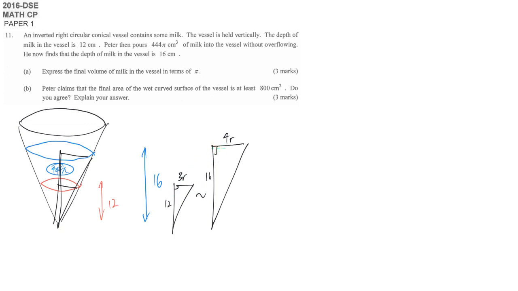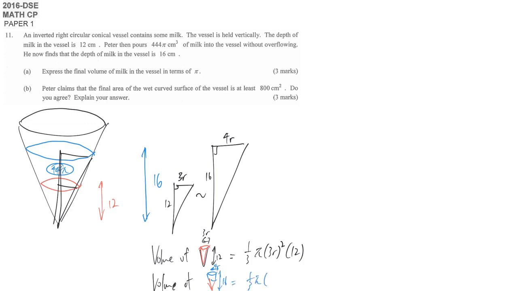And then after that, we calculate the volume of the original part, the smaller part, with base 3r and height 12. Then we get it is 1 over 3 pi r square times height. For a similar reason, we get the volume of the total, where the radius is 4r and the height is 16. So we get 1 over 3 pi (4r) squared times 16.